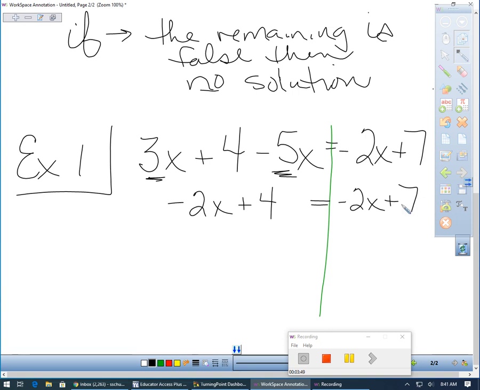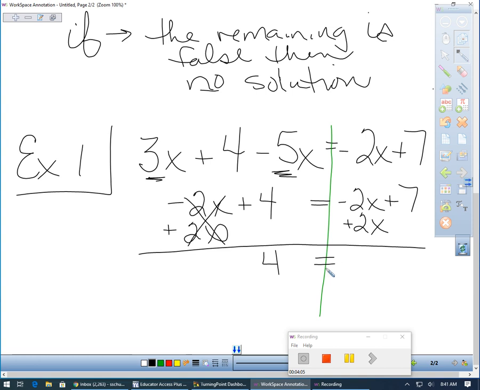Now we move our variable term to the left, right? So I'm going to add 2x to both sides. Negative 2x and positive 2x cancels, and I have 4 equals, bless you, negative 2x and positive 2x cancels, and I have 7. Does 4 equal 7? So then I just say no solution. You remember doing these now? Good deal. And let's just do one more example, and I will be done.